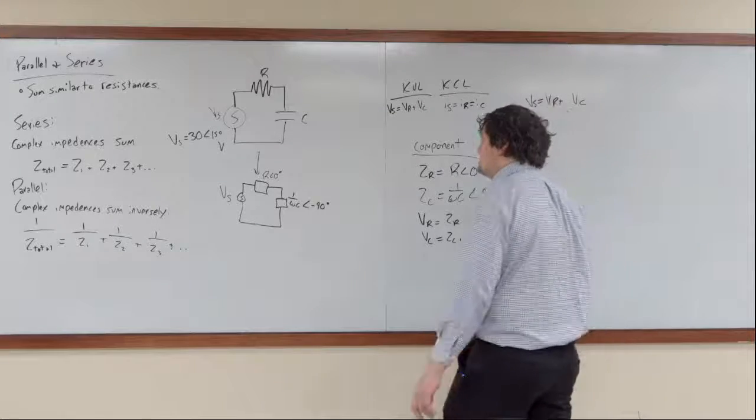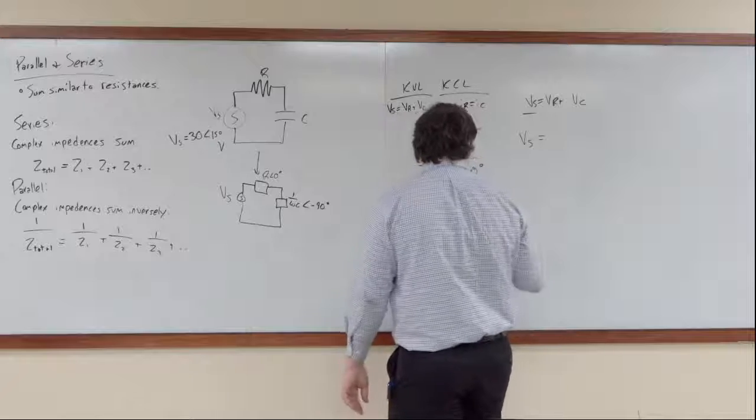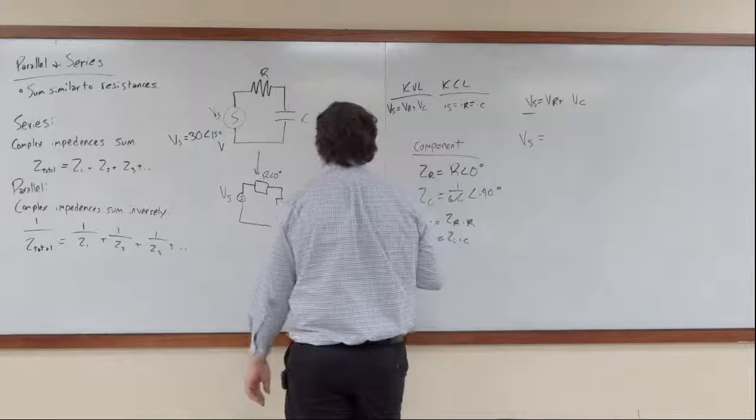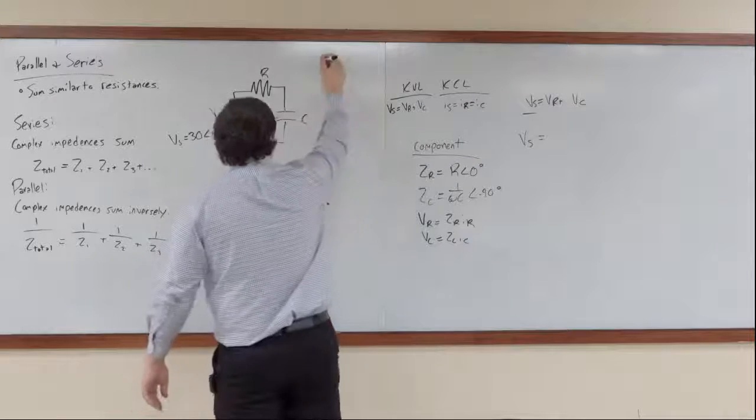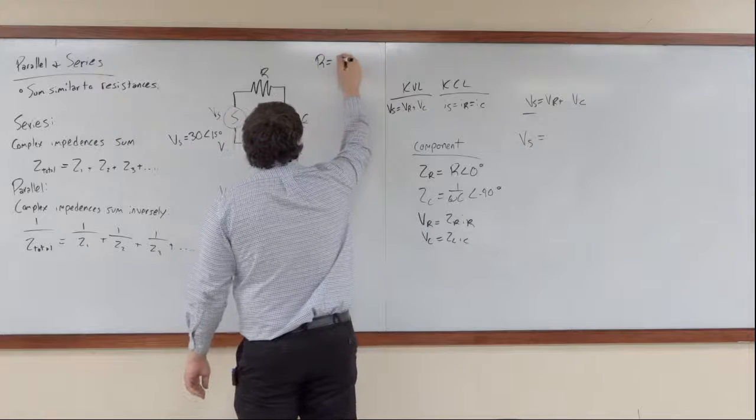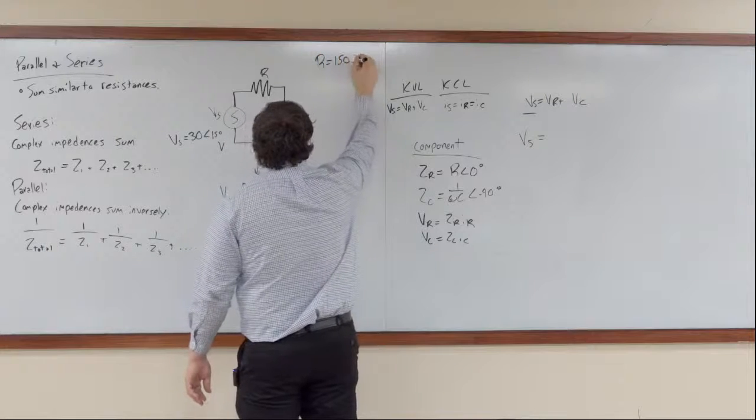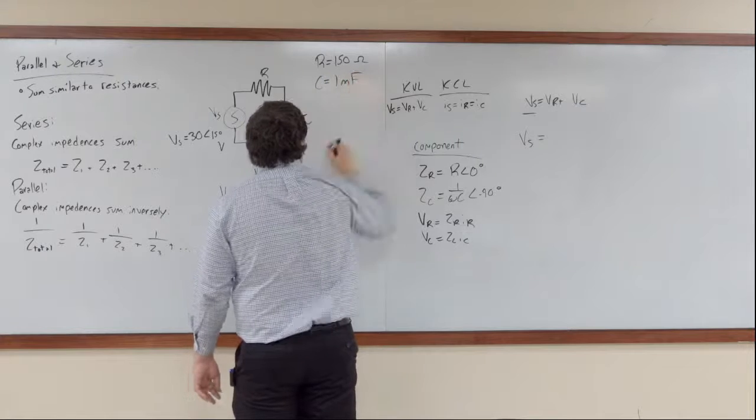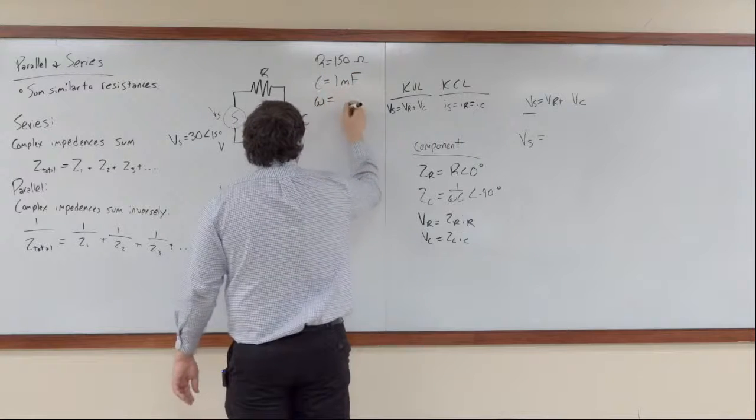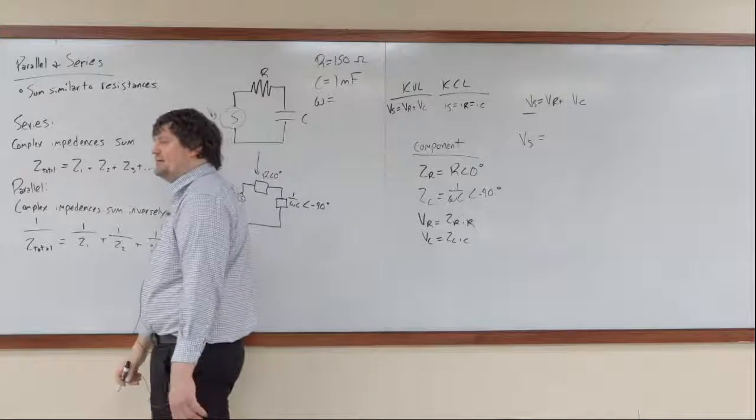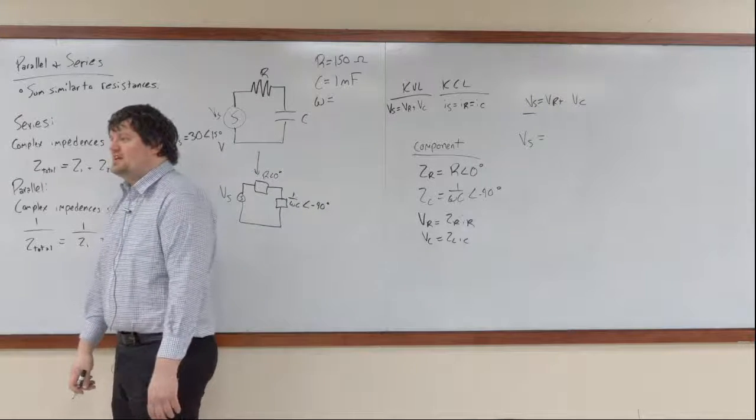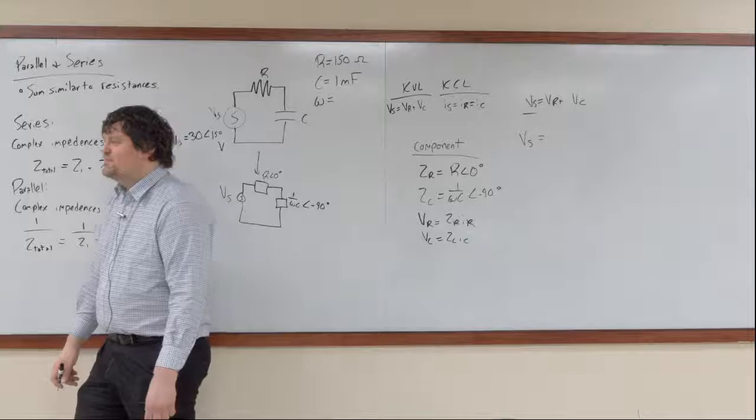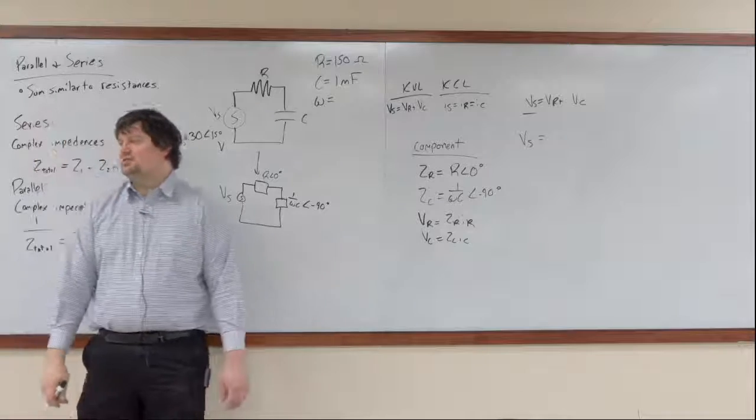So here, let's give some values for R and omega C. Let's say for this system, R is going to be 150 ohms. We'll say C is equal to 1 millifarad, and then we'll say omega is equal to a kilofarad, the most massive capacitor in the world.